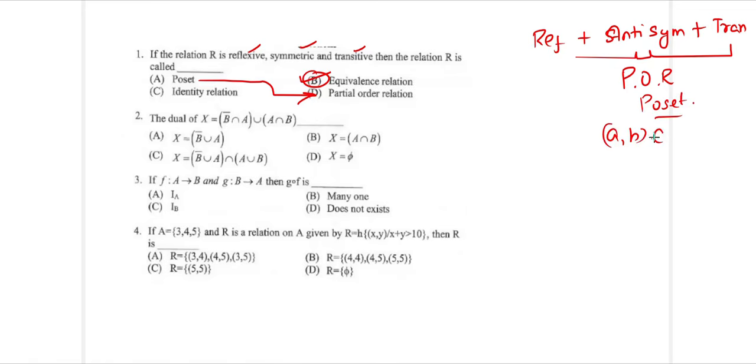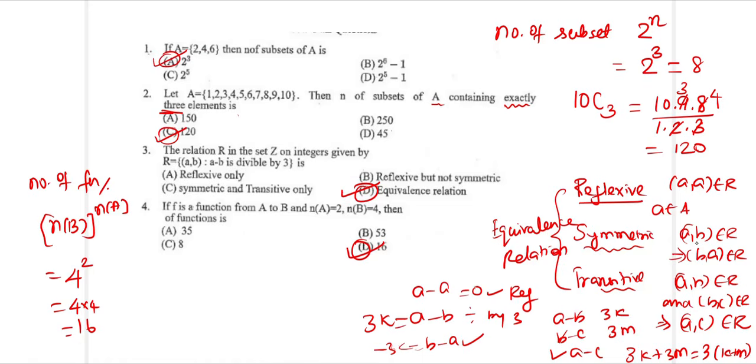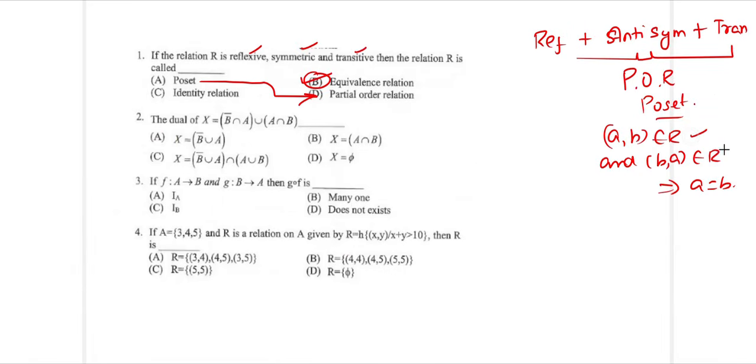So what is meant by anti-symmetry? A comma B belonging to the relation and B comma A belonging to the relation will imply A equal to B. It is very much different from the symmetric relation which we saw. Symmetric relation means A comma B belongs to the relation has to imply B comma A is also in the relation. But for anti-symmetry, both of them have to hold true. A comma B belongs, B comma A also belongs. Then what does it imply? A equal to B. This is called anti-symmetry. So if it is reflexive, anti-symmetric and transitive, then you call it a partial order relation, or you call the set which satisfies this a poset.